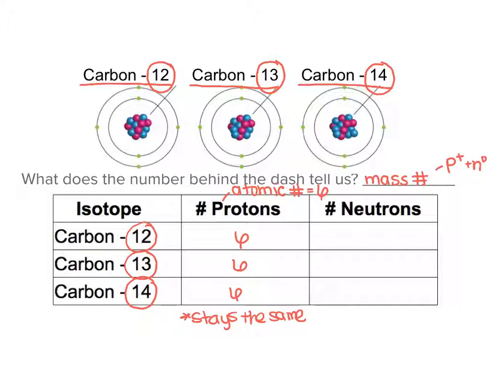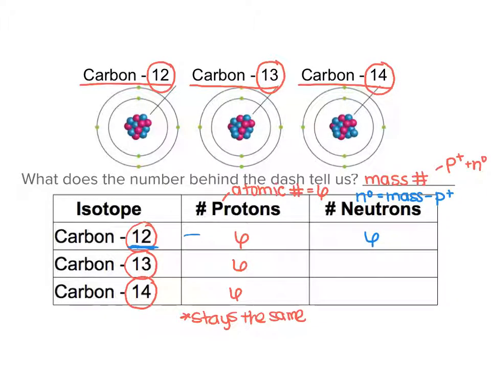The thing that's going to change is the number of neutrons. The number of neutrons is not on the periodic table, so we are going to have to calculate it. If the mass is the protons plus the neutrons, we can rearrange, and the neutrons is the mass minus the protons. So if my mass is 12, 12 minus 6, I have 6 neutrons.